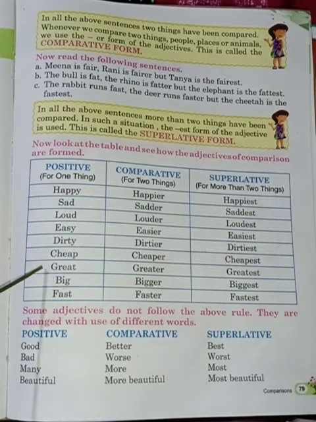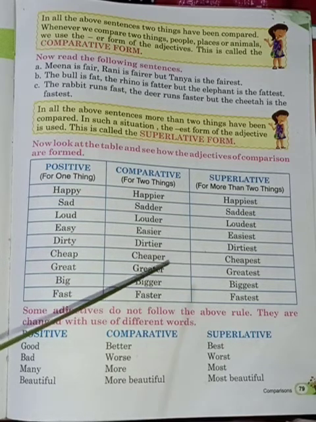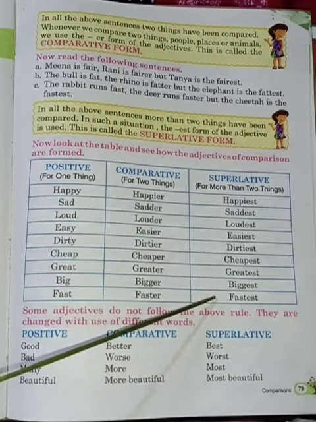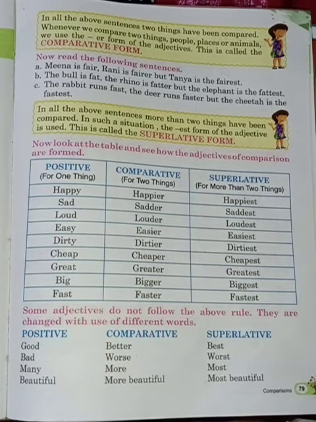Next, positive, great means वृहत या बहुत बढ़िया. So comparative, greater. Then superlative is greatest. Next, positive, big means बड़ा. Comparative, bigger. Then superlative, biggest. Next, positive, fast means जल्दी या तीव्र. So comparative is faster. Then superlative, fastest. So we have completed reading the table.